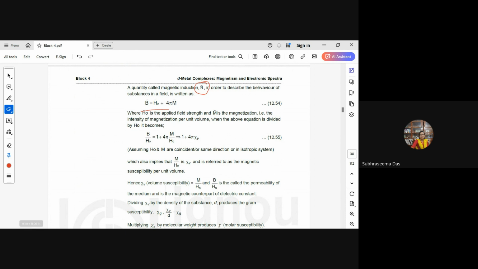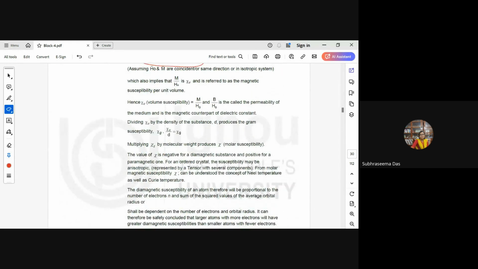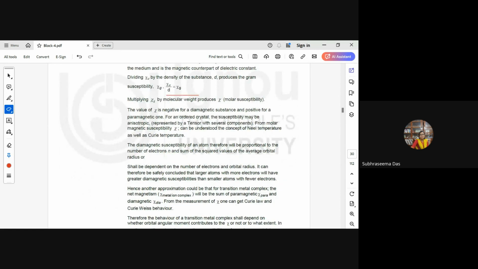When we apply a magnetic field of strength H0, and M is the magnetization, the above equation reduces to B by H0 equals 1 plus 4 pi chi V. Here chi V is referred to as the magnetic susceptibility per unit volume. Further simplifying, we find that chi V by d is equal to chi G, and from this we can again calculate chi M, the molar susceptibility.